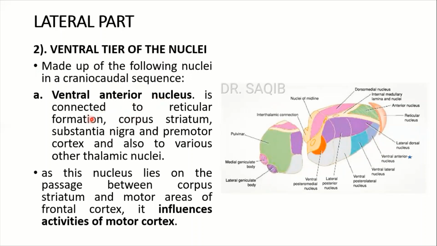And it is connected to the reticular formation, corpus striatum, substantia nigra, and premotor cortex, and also to various other thalamic nuclei. As this nucleus lies on the passage between corpus striatum and motor areas of the frontal cortex, it influences activities of the motor cortex. You see, the ventral anterior nucleus influences activities of the motor cortex.